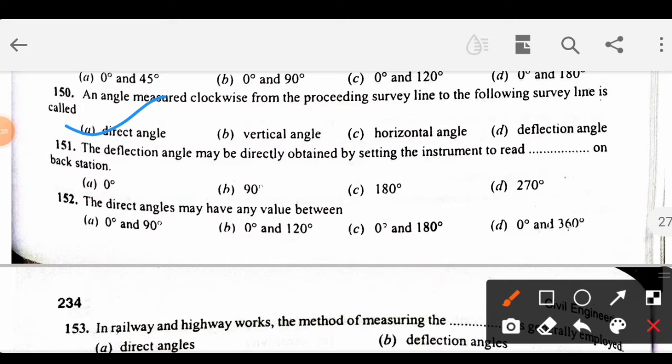The deflection angle may be directly obtained by setting the instrument to read dash on the back station. यहाँ पे 0 डिग्री आंसर होगा, 0 डिग्री। 152, the direct angle may have any value between 0 degree and 360 degree.